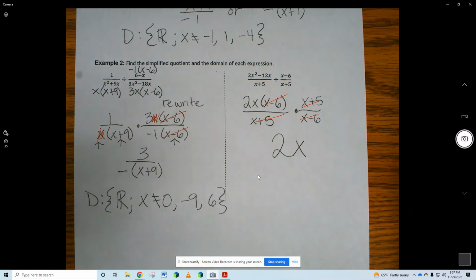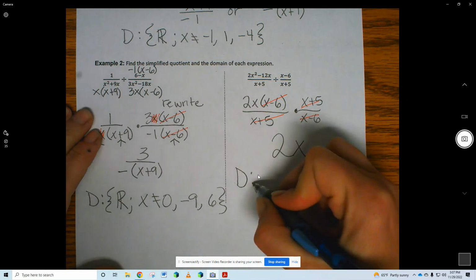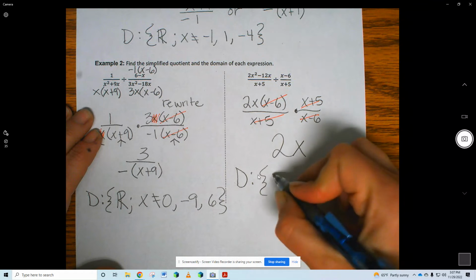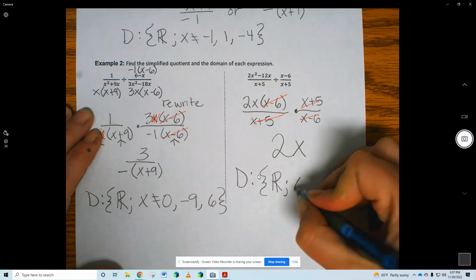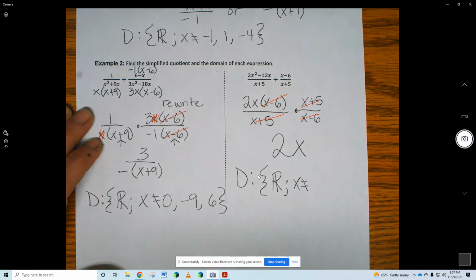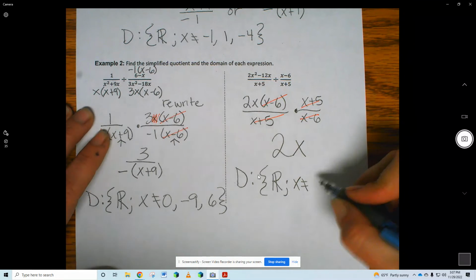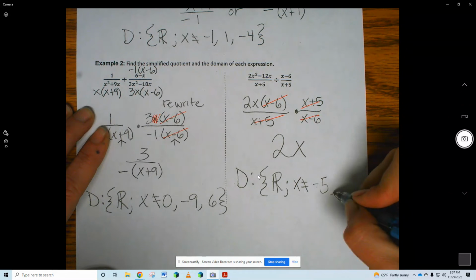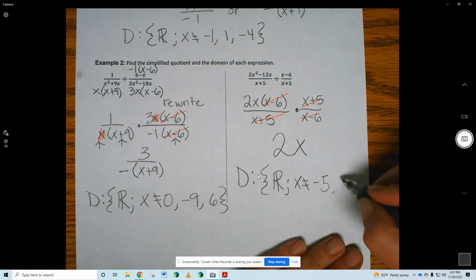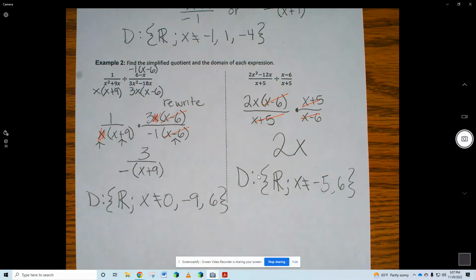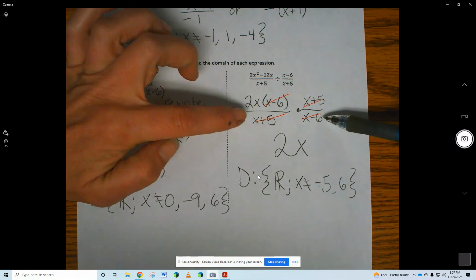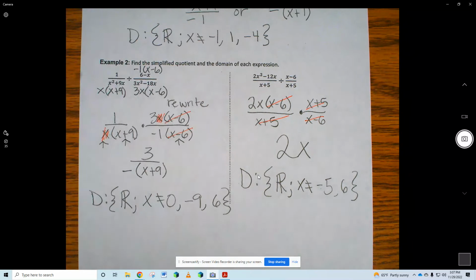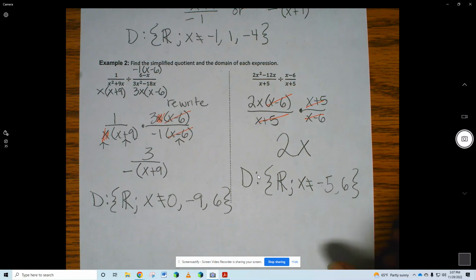Domain. 2 numbers in the domain. Domain is all real numbers. However, my restrictions are x cannot equal what and what? And 6. So I look at my denominator before I simplify. Okay? Now, I need to explain to you the backside.